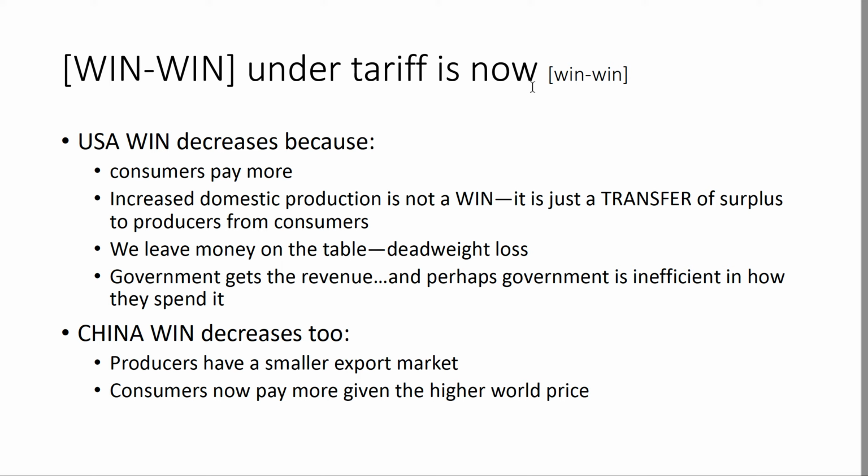Win-win under tariff is now more like sort of win-win. I mean, consumer win decreases because, as I said, consumers pay more. Increased domestic production is not a win in terms of the welfare. It's just a transfer of surplus from producers to consumers. Jobs would be considered the win. Deadweight loss is definitely a loss. Revenue going to the government depends on your view of government, whether that's going to be wasted or not.